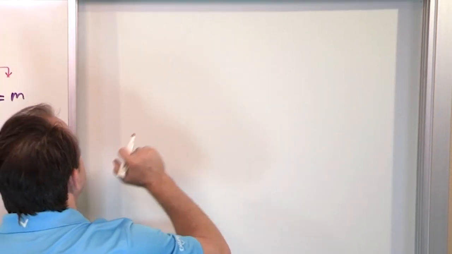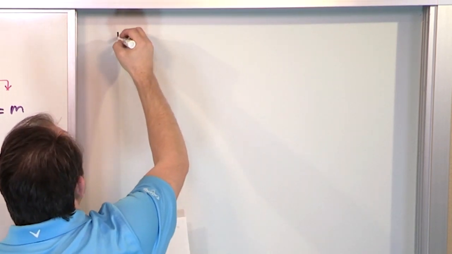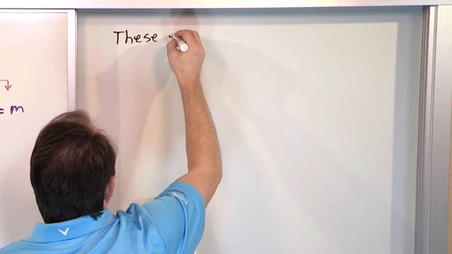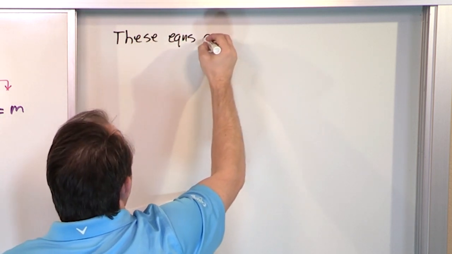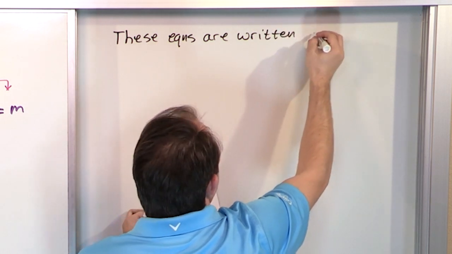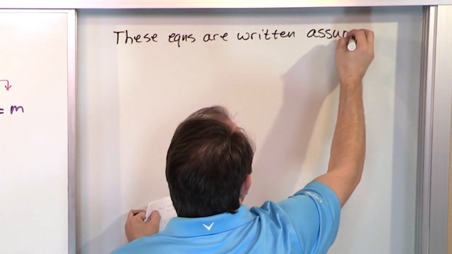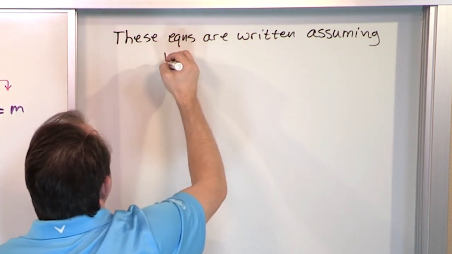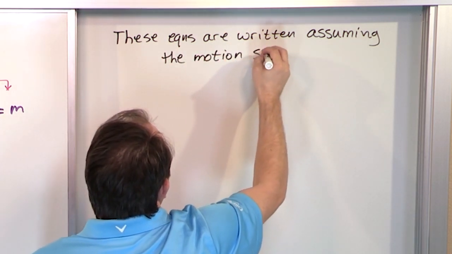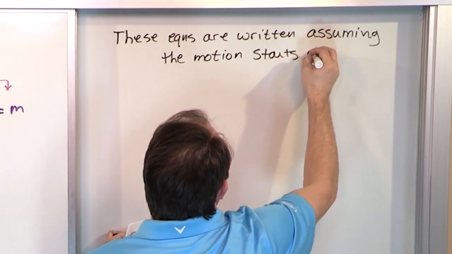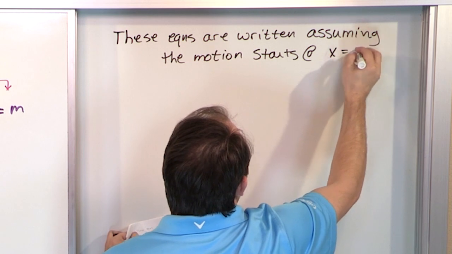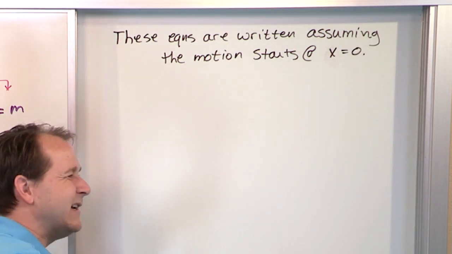But for the equations of motion that we've talked about so far, there's an important thing I want to tell you because it could cause some confusion. These equations are written assuming the motion starts at x equal to 0. Which most problems, honestly, are going to be like that.